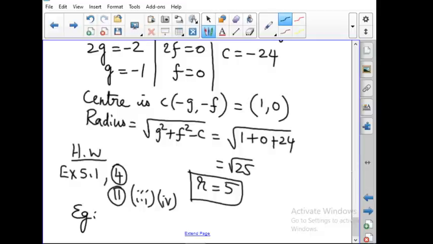Examples we have to check are 5.9, 5.10. So take this as homework and do all the problems. Copy down all the notes given first and then do the problems in your notebook and finally do your homework also.